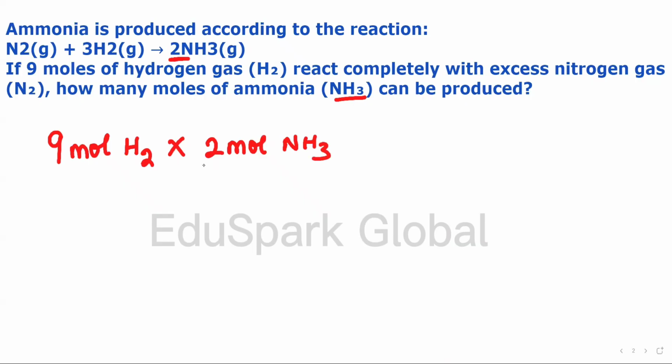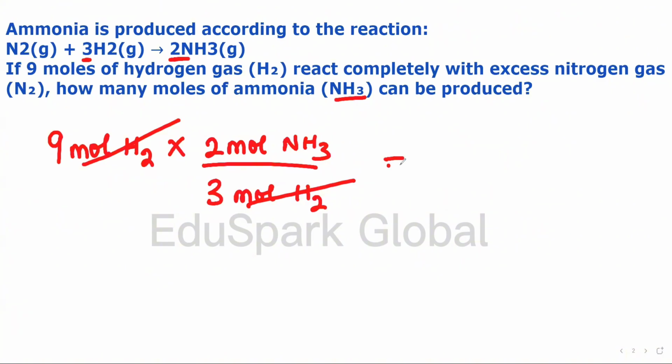Then divide by the mole of the starting value, which is 3 moles hydrogen. So the idea is to keep the moles of hydrogen on the opposite side so they can cancel, leaving us with the moles of ammonia, which is exactly what they want us to solve for. So 9 times 2 divided by 3 is going to give us 6 moles of ammonia.